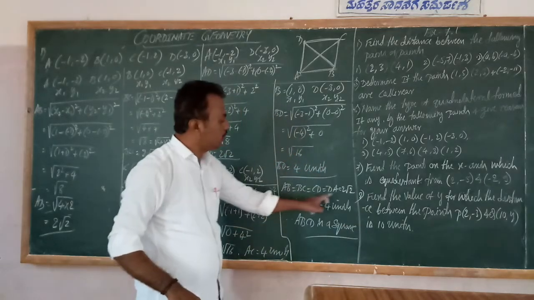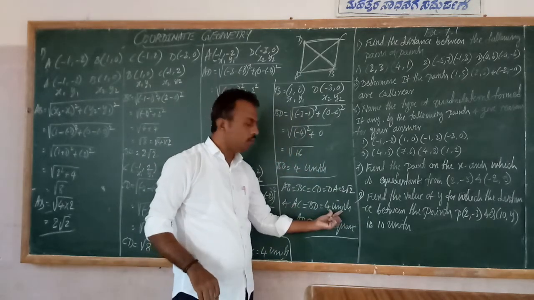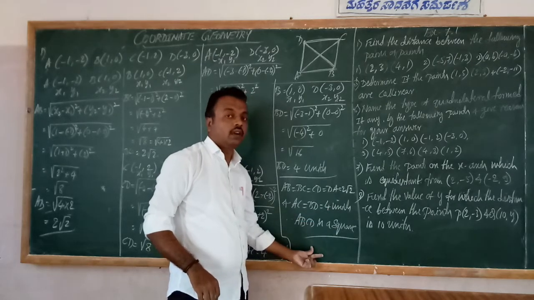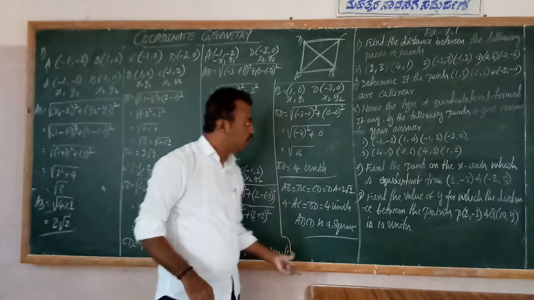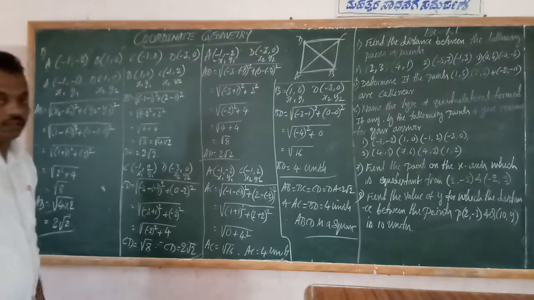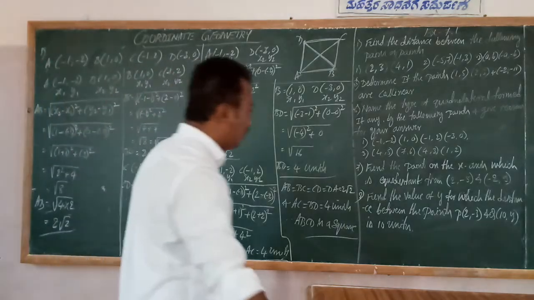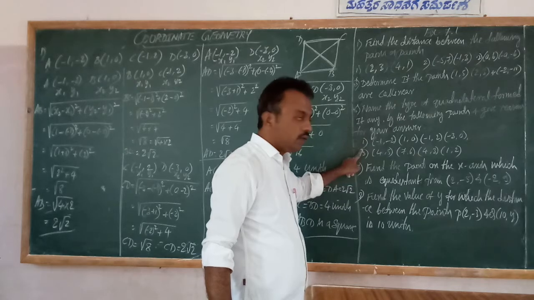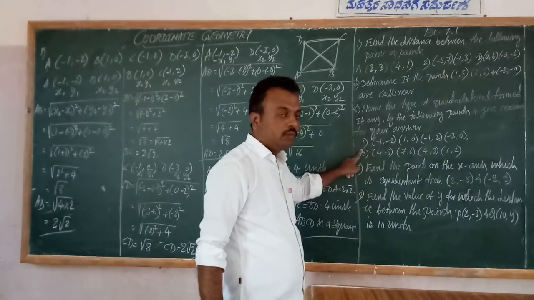Suppose all sides are equal but the diagonals are unequal, then it is a rhombus. We have to solve problems like this. There are 2 remaining questions, students. This is 3 questions; the second question is also there. Can you solve it at home?